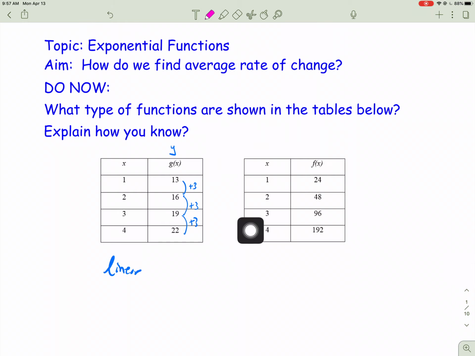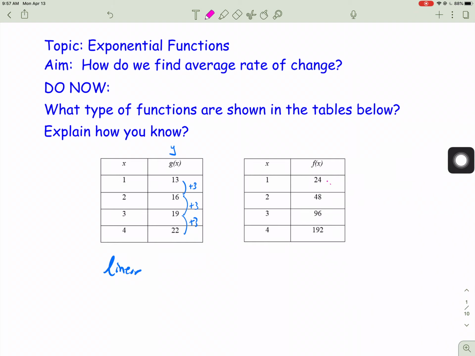Okay, but what about this? Here, x is going up by 1 again. When x is 1, you get 24. When x is 2, you get 48. So maybe it's plus 24. But then if you added 24 to 48, you should get 72, but we don't get that. We get 96. So instead of adding 24 each time, what other pattern do we see here?